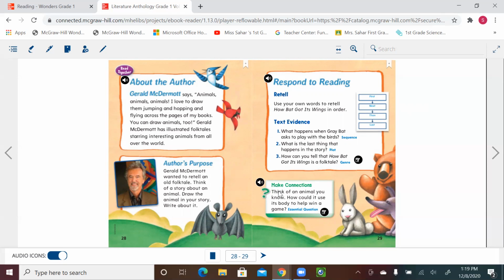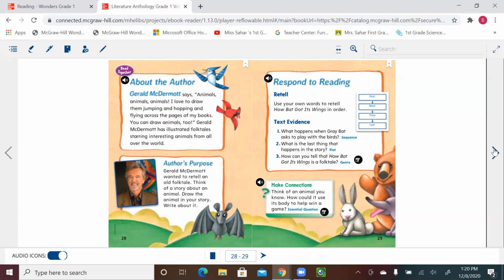All right, make a connection. Think of an animal you know. How could it use its body to help win a game? So, for example, I could think of a giraffe. If animals were playing basketball, whichever team has the giraffe will probably win, because the giraffe has a long neck that could grab the ball between its teeth and easily drop it in a basket. So that could be a way of helping the team to win because of the body of the giraffe.